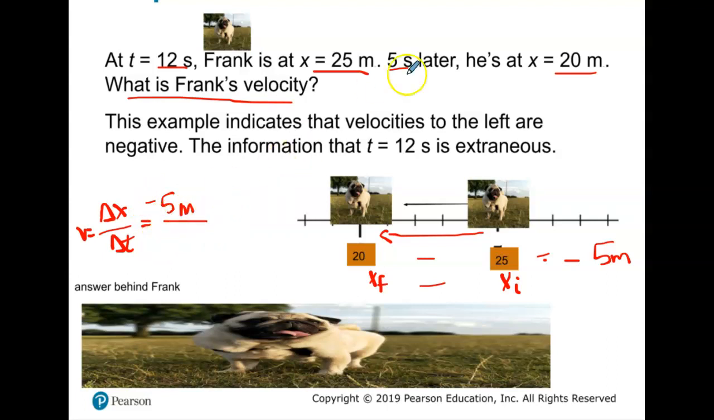Negative 5 meters is the displacement. The time is 5 seconds. So if we divide negative 5 by 5, we get negative 1 meter per second. And that checks out because we moved to the left. The displacement is going to the left, so the velocity is going left. So again, if you have a positive or negative in front of velocities, that doesn't tell you if it's speeding up or slowing down. It just tells you the direction in which it's moving. All right, so that's important.